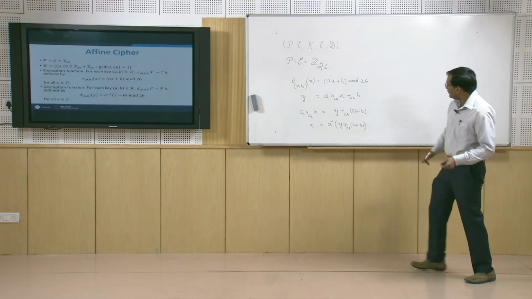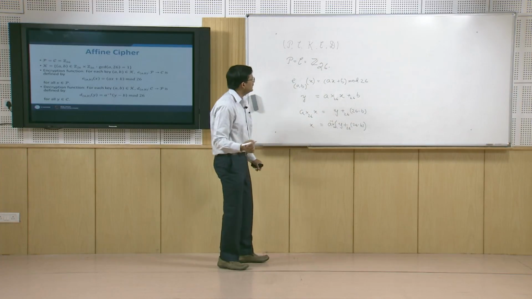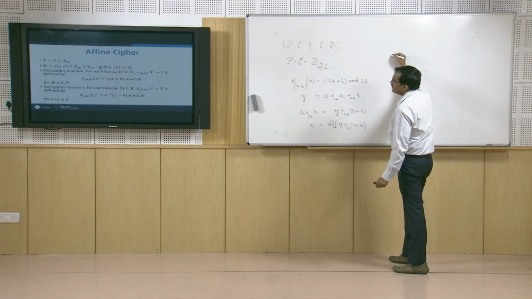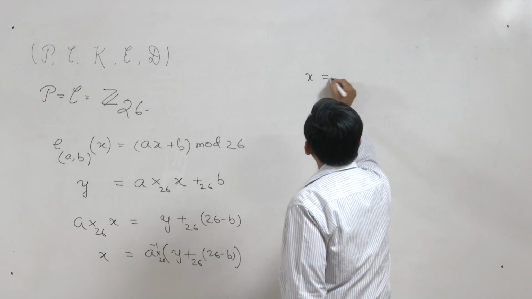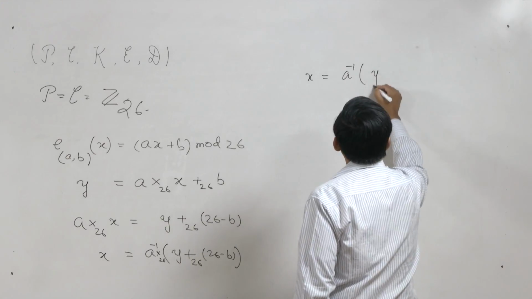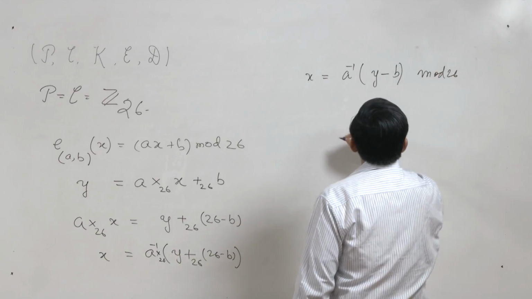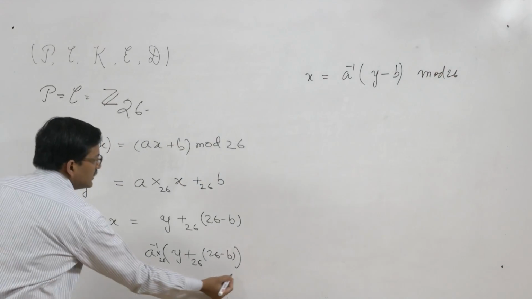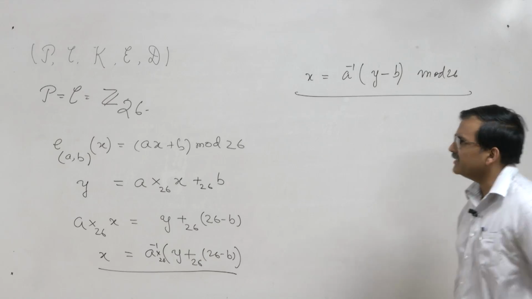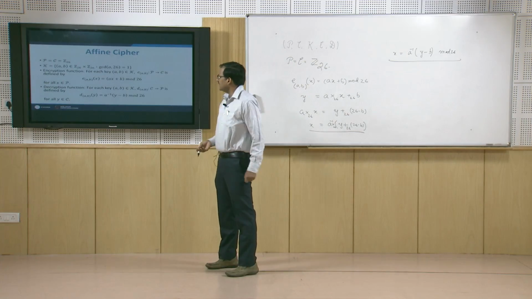In fact, this thing can be written in another way, because we have to be very careful about these things. In my notation this is multiplication mod 26, but we do not have to worry that much about this. We can even write that x is equal to a inverse into (y minus b) mod 26. So, something that is very strict can be written in a little less strict way. That is not a problem. So, that is the decryption.